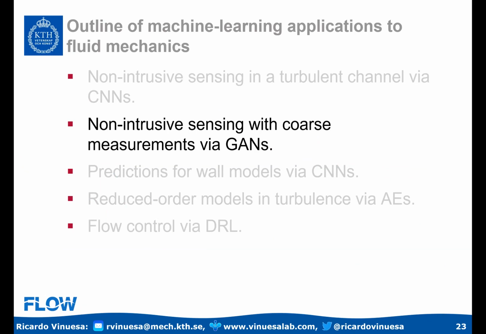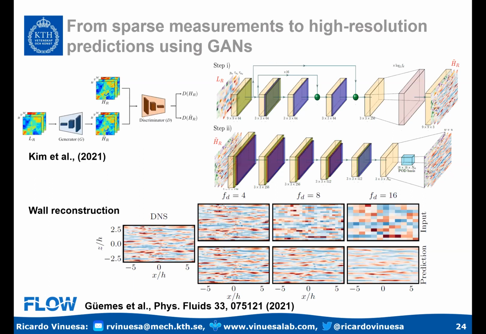So I'm assuming that I have DNS resolution at the wall. In reality, that's not going to be the case. In reality, if I put this in an experiment, the resolution at the wall is going to be much coarser. So what we do is use another architecture to first downsample the information at the wall. With coarse information at the wall, I want to see what type of predictions I can actually get.